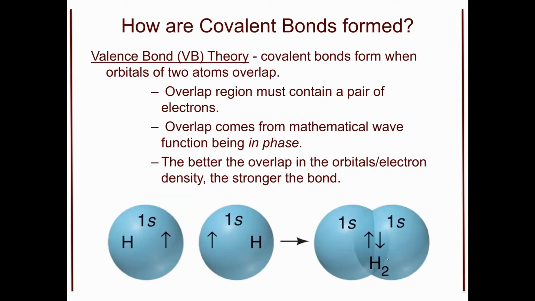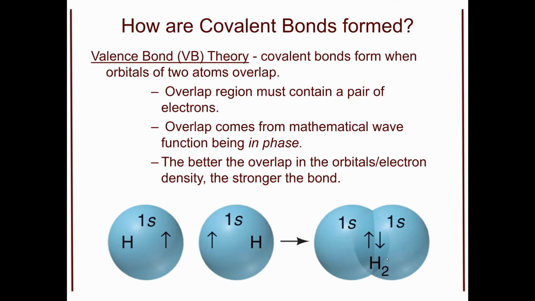So let's start with the basic fundamental theory that led to hybridization. We can call this our valence bond theory. Covalent bonds form when orbitals of 2 atoms overlap. The most important thing that we want to notice is that the overlap region, very much like a Venn diagram, must contain the pair of electrons being shared.